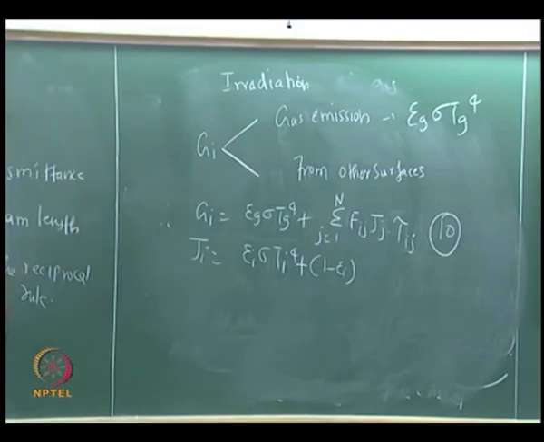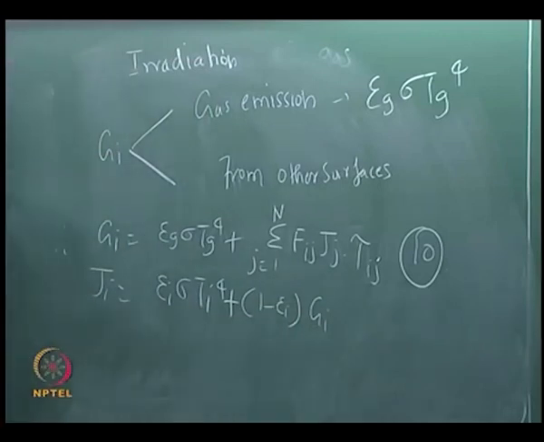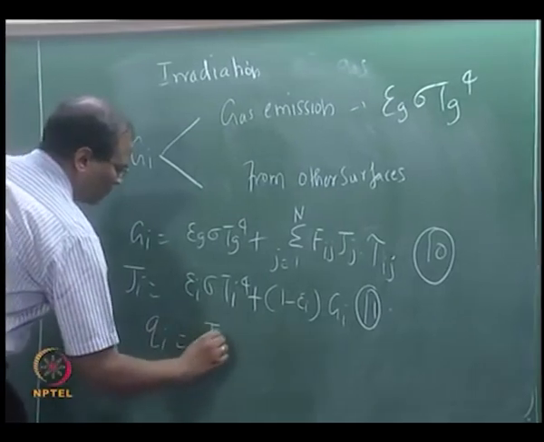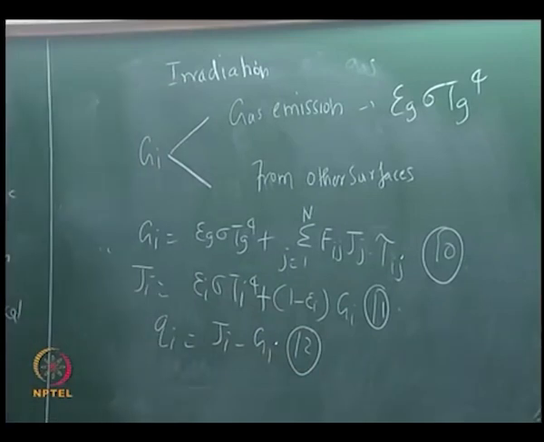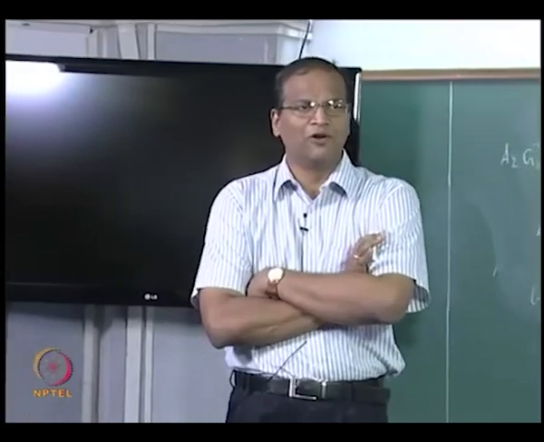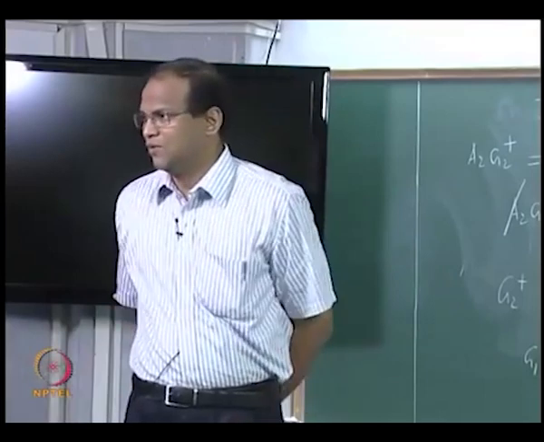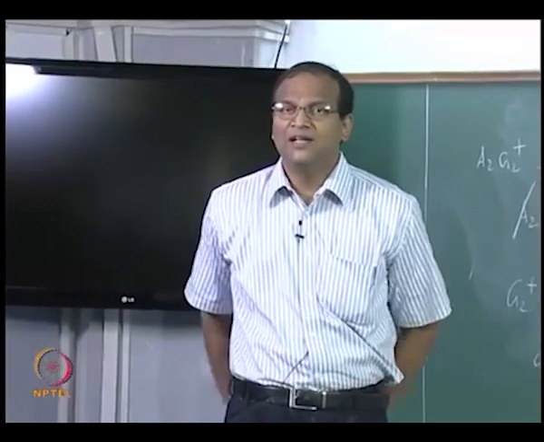J is one minus epsilon I, Gi, correct? So the formulation is exactly the same as before, except that the irradiation has some extra terms, one extra term and one modified term. The extra term is the emission, the modified term is the Fij J j.